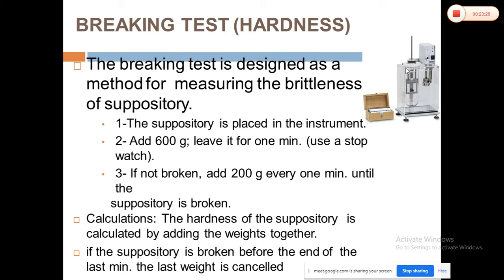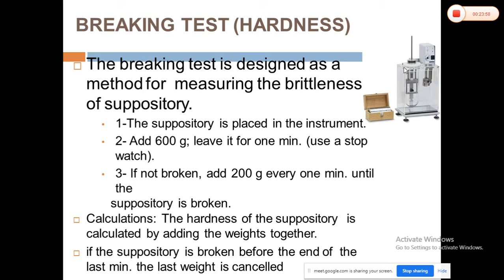Suppository तुमची break नाही झाली त्या 600 gram मध्ये. So you have to add again 200 gram weight and wait for 1 minute. Again, we check whether the suppository is breaking or not. If it breaks, it is okay. If not, until the suppository is broken, after every 1 minute you have to add 200 gram weight. First, you add the 600 gram weight and leave it for 1 minute.